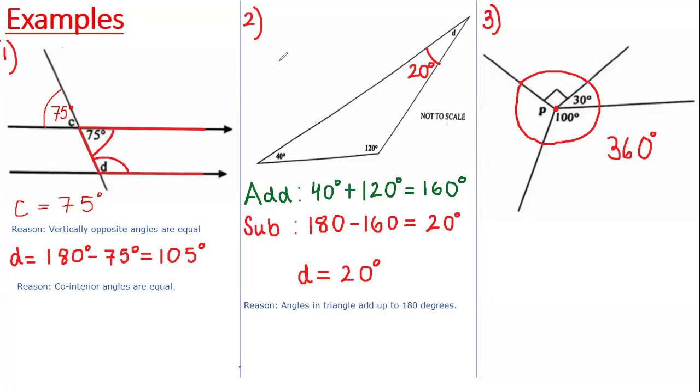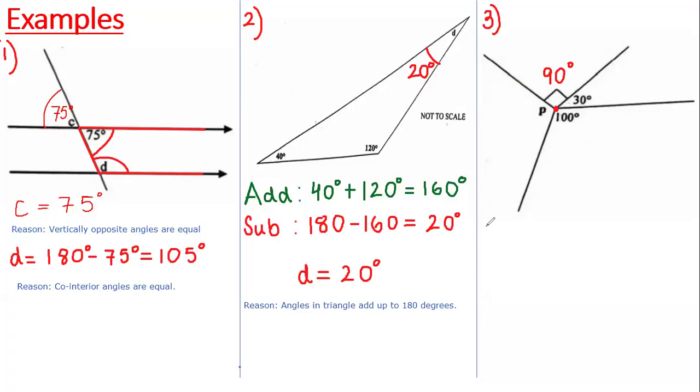If we look carefully, we have 30, we have 100. What is this angle there? 90 degrees. How do we know that this is 90? Because of the little box. Very good. So what we need to do is add and then subtract.